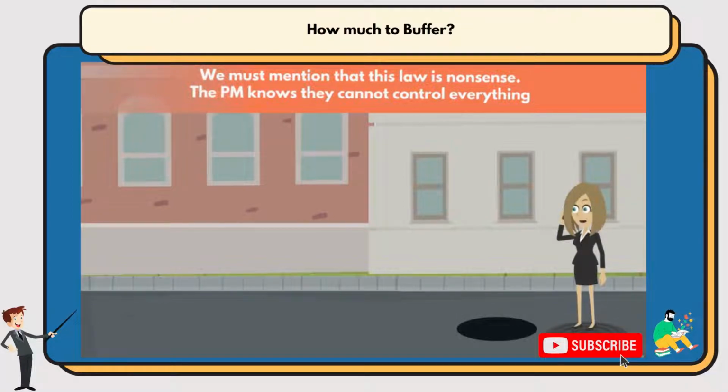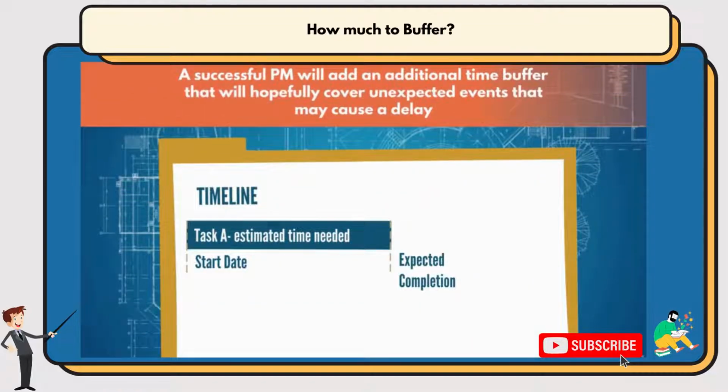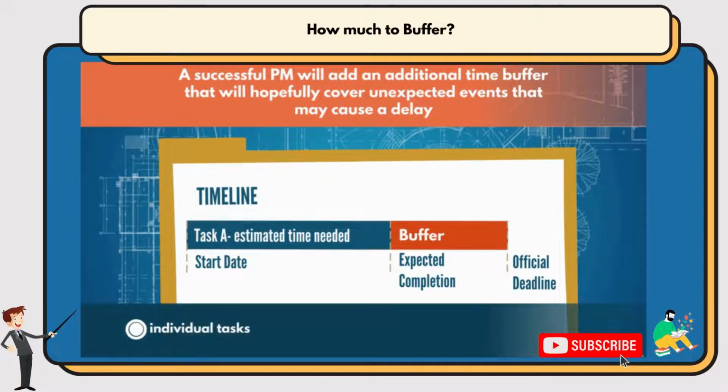Good project managers will have a plan B, and in this case, B stands for buffer. Any plan may have realistic estimations, but realistically, things don't always go to plan. This is why, when estimating a timeline, a successful project manager will add an additional time buffer that will hopefully cover unexpected events that may cause a delay. Buffers can be added to individual tasks, group tasks, or the entire project.